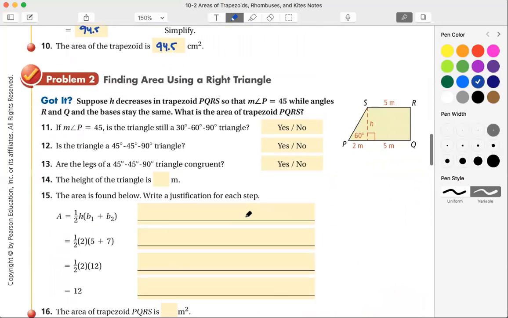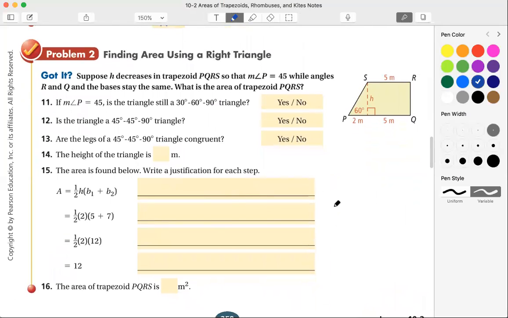All right, so if we have a right triangle here. Suppose h decreases in trapezoid PQRS so that the measure of angle P is 45 degrees, while angle Q and the bases stay the same. What is the area of trapezoid PQRS? The measure of angle P is 45. Is the triangle still a 30-60-90 triangle? No. Is the triangle a 45-45-90 triangle? Yes, it is. Are the legs of a 45-45-90 triangle congruent? Yes. So the height of the triangle is 2 meters.